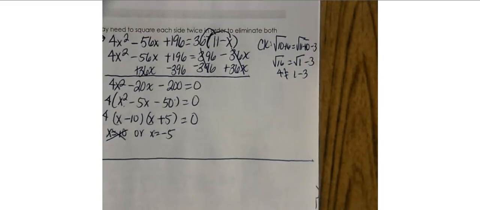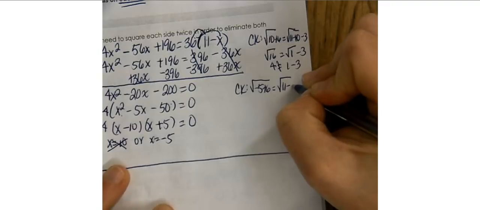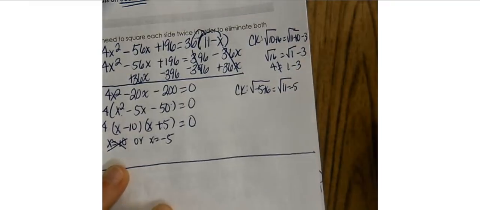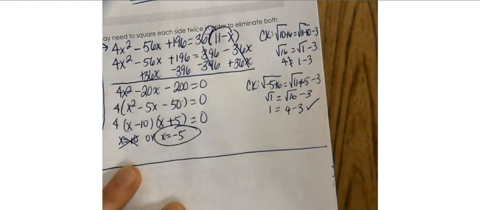So now let's go ahead and look at negative 5. So I'm going to write the square root of negative 5 plus 6. Is that equal to the square root of 11 minus negative 5? So there's going to be a minus negative right there that's going to turn into a plus, and then minus 3. So is the square root of 1 equal to, this is a negative negative making it a plus, 11 plus 5 is 16, the square root of 16 minus 3. Is 1 equal to 4 minus 3? Well, yes it is, so our answer is x equals negative 5.